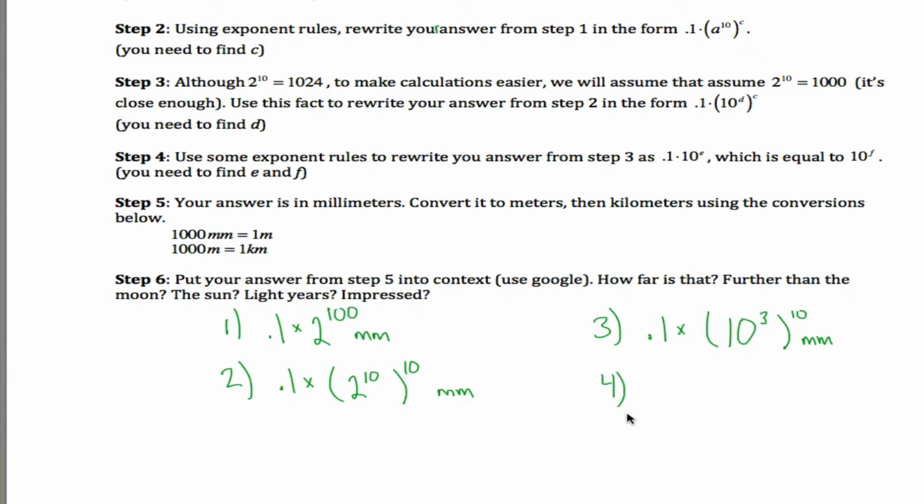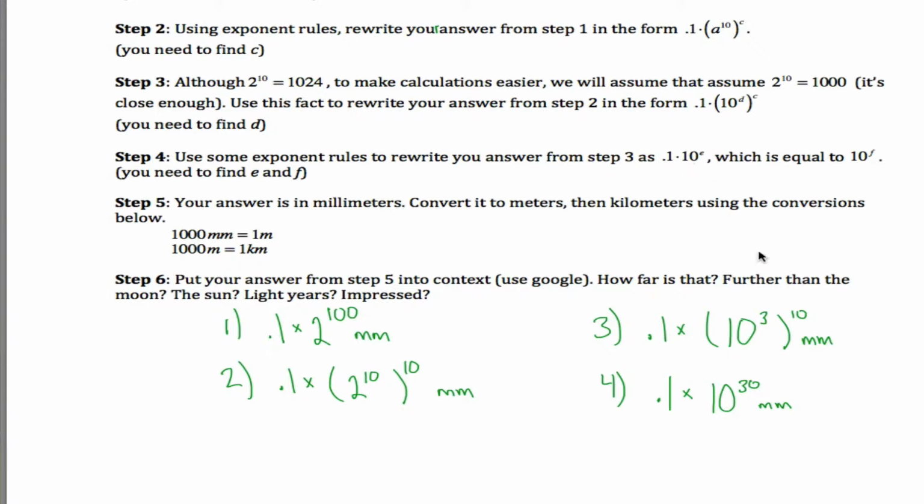Number 4 says use some exponent rules to rewrite your answer as 0.1 times 10 to some power. So the question is 10 to the third to the 10th, what's that equal to? Well, the answer is that's 10 to the 30th power, as we already talked about. We have this exponent rule that says when you raise an exponent to another exponent, you just multiply those two exponents. We got 10 to the 30th power. So 0.1 times 10 to the 30th power. We're still in millimeters.